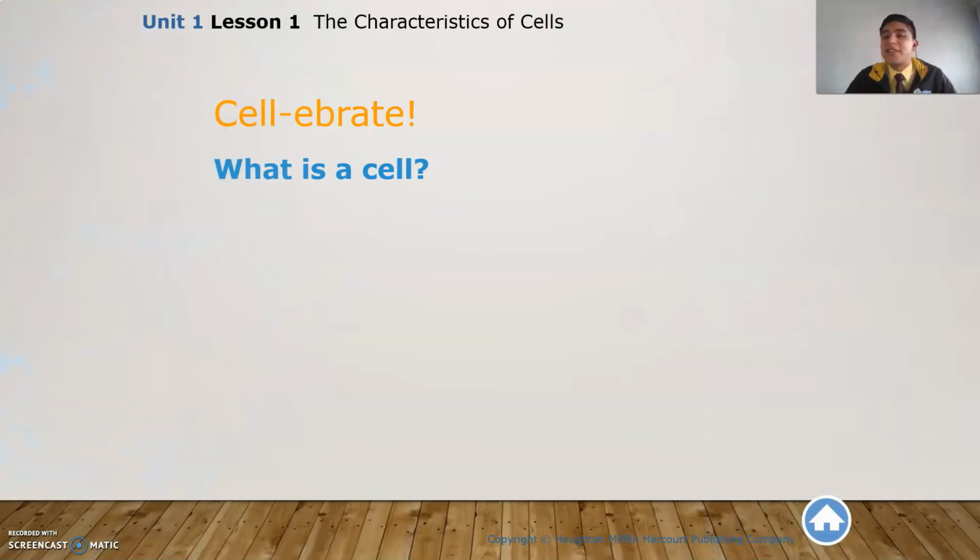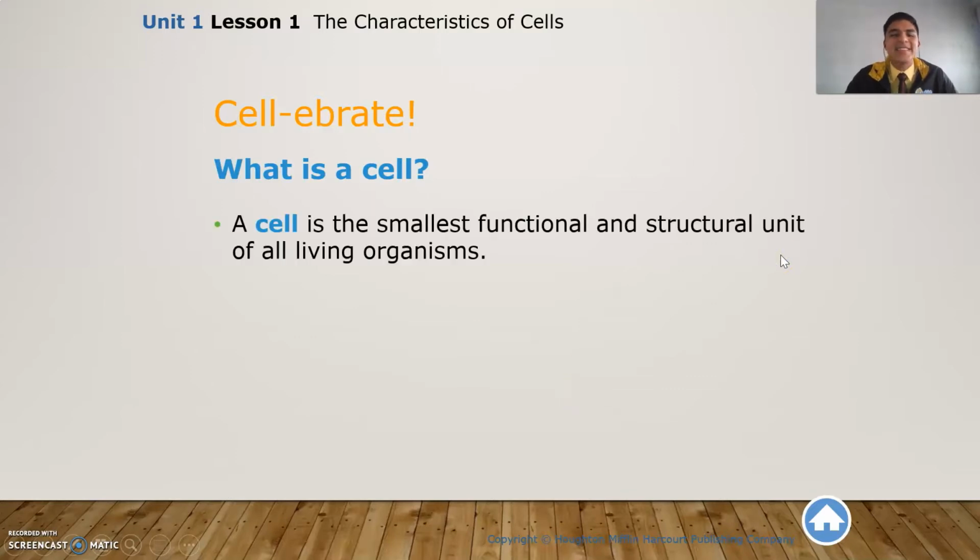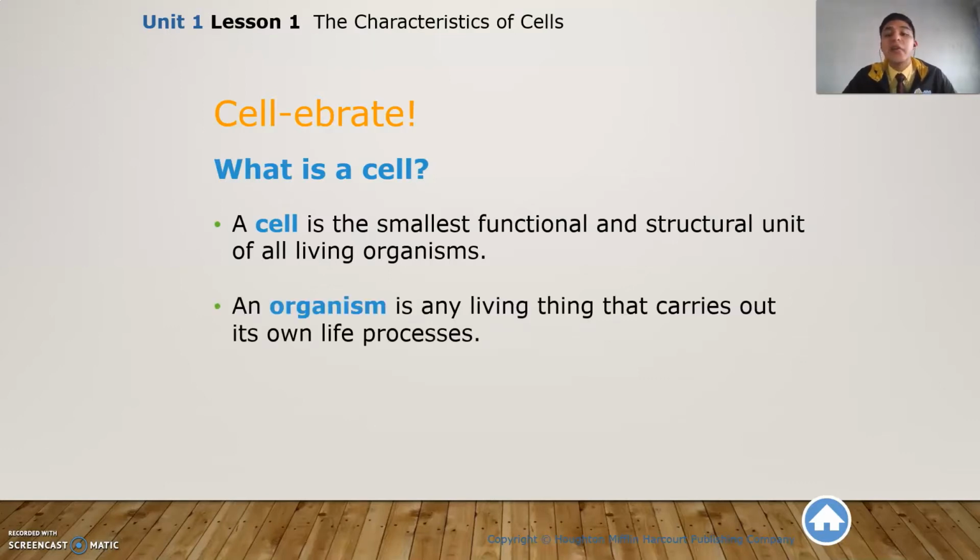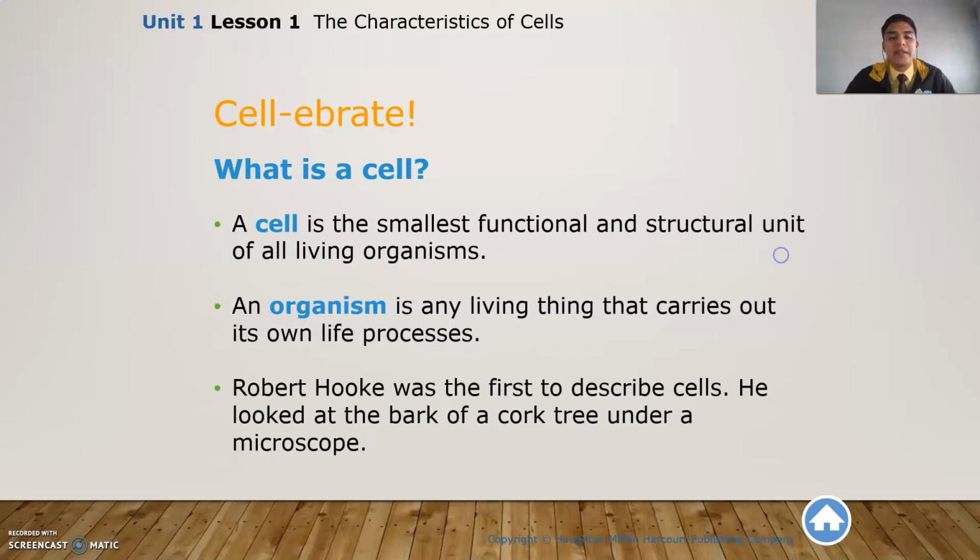Alright, so let's just jump into it. So what is a cell? At first, let's talk about knowing what a cell is. A cell is the smallest functional and structural unit of all living organisms. And an organism is any living thing that carries out its own life processes. And Robert Hooke was the first to describe cells. He looked at the bark of a cork tree under a microscope.